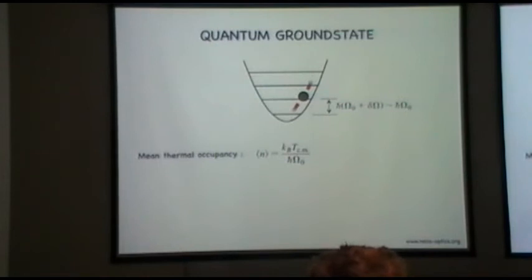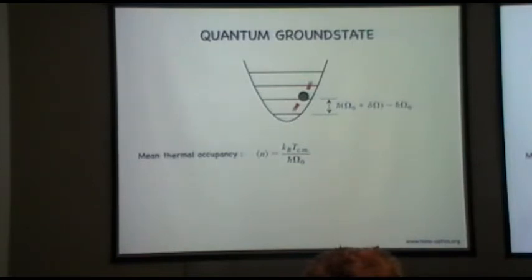Okay, so how low can we cool? How low can we cool? Well, you know that we cannot bring the particle to stand still. That's what quantum mechanics dictates. A harmonic oscillator can never stand still. There is energy associated with the ground state.